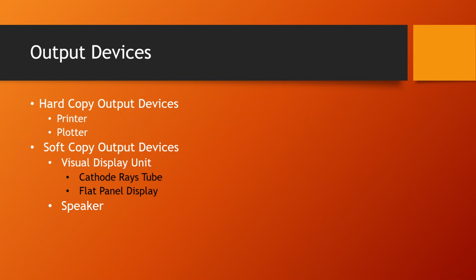Output devices are hard copy devices and soft copy devices. Hard copy devices are your printer and plotter. Soft copy devices are your VDU. VDU means visual display unit that can display the output on your screen, like CRT. CRT full form is cathode ray tube, flat panel display, LED and so on. And one more is speakers.